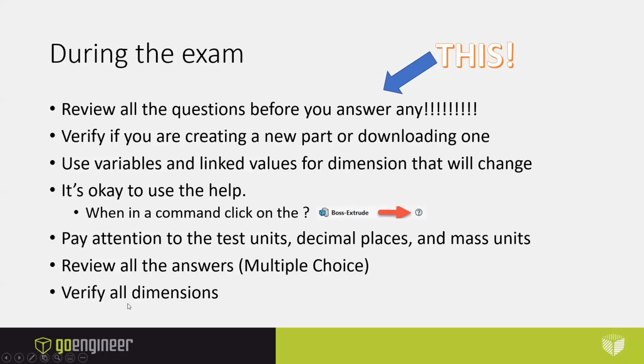Verify all your dimensions. I can't tell you how many times I've gotten a question wrong and then subsequent questions wrong because each question was built off that part, because I fat fingered a dimension. 1.1 versus 0.11 is a huge difference. So when you're typing in your dimensions, double check, just look at the screen and say, okay, that dimension is supposed to be 0.11. Look at your screen and verify that it is 0.11. So those are some tips for when you're taking the exam.